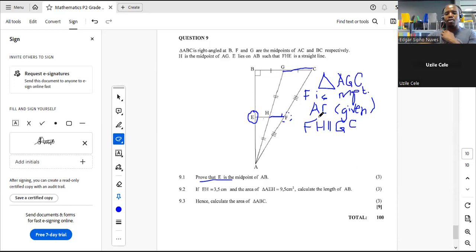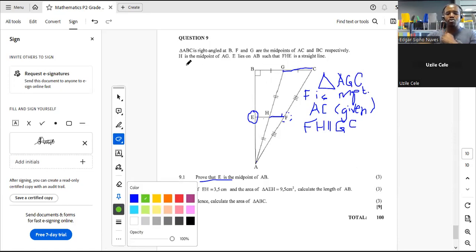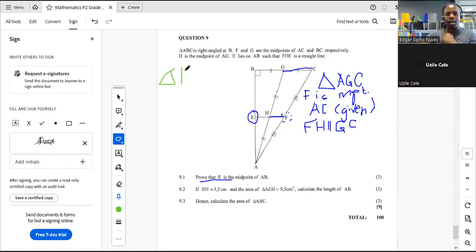Let's move over to a different triangle. Let's go to triangle ABG. I'm going to do it in a different color. Triangle ABG. Why am I moving over? Because they told me that H is also a midpoint. Do you see that? So H is the midpoint.